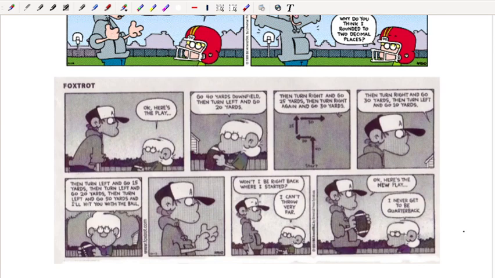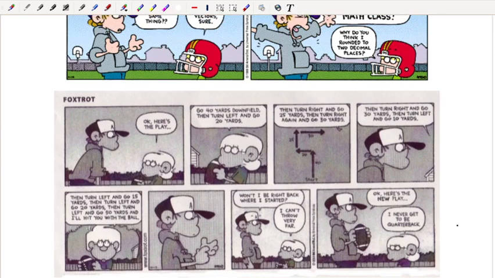And the friend is doing the math, adding up the vectors in his head, and he says, wait a second, won't I be right back where I started? And the little guy says, I can't throw very far. And the friend says, okay, here's a new play. And he takes the football. I never get to be quarterback. So there you have it, some vector humor.